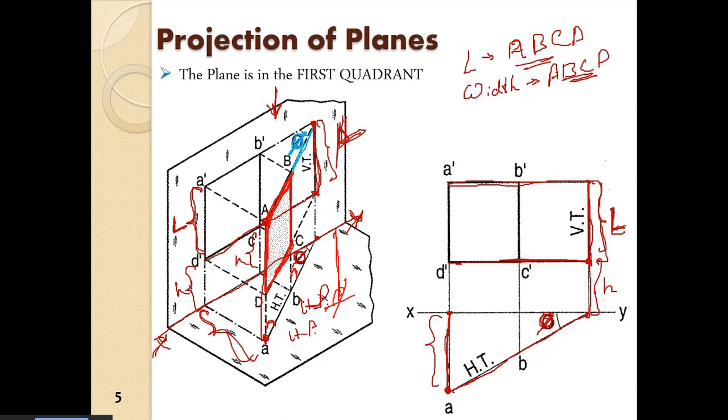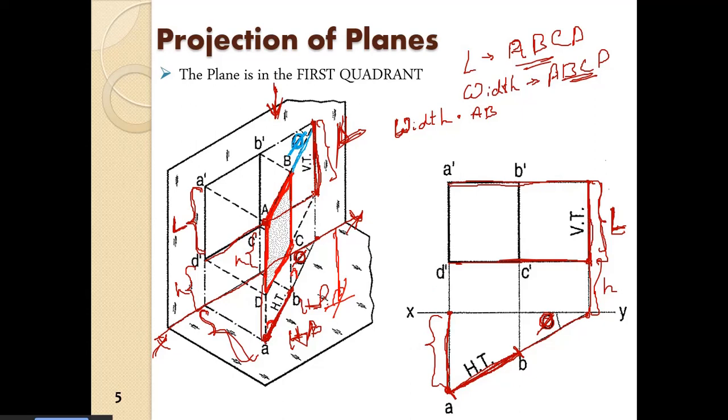Then we know the edge of the line AB. Whatever the length of AB is, it will be given. It will be the width of the plane, basically. Width is equal to AB. So AB will be directly plotted here, directly projected on the horizontal plane at this point. This will be equal to the width of the plane. So this is the width of the plane, and this is the length of the plane.